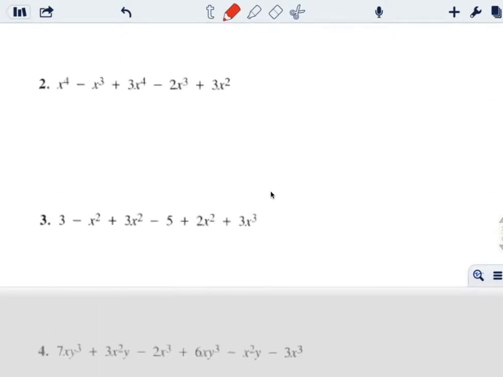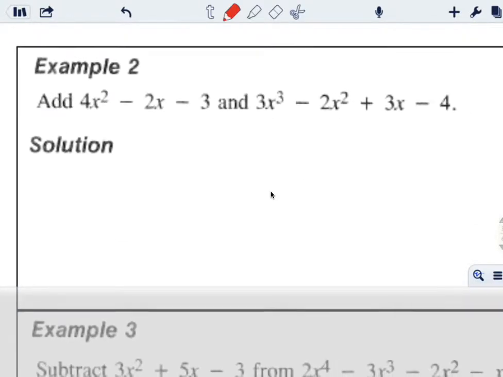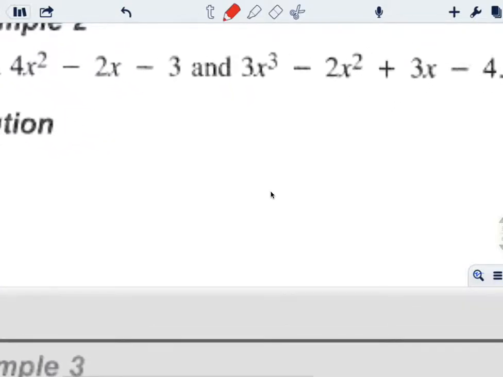Alright, so you've got examples like that. You do those problems there. Okay, here's our next one. We want to add 4x squared minus 2x minus 3 and 3x cubed minus 2x squared plus 3x minus 4. So there's a couple of different ways to do this. We're going to do it vertically to start with.